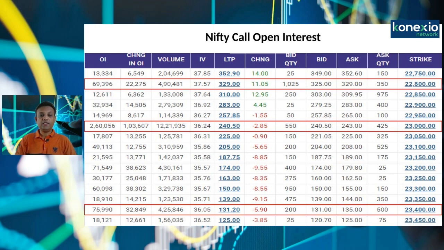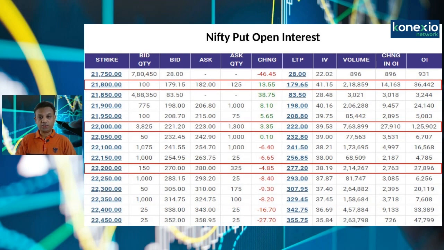Now, friends, let us discuss the derivative data of Nifty puts. In Nifty puts, the action was seen in 22,200 puts, then 22,000 puts, and 21,800 puts. Again, there was some concentration near 22,400 puts also. The implied volatility is between 38.19 and 41.15. There has been a rise in the volumes, rise in the open interest. The option premiums are flat.